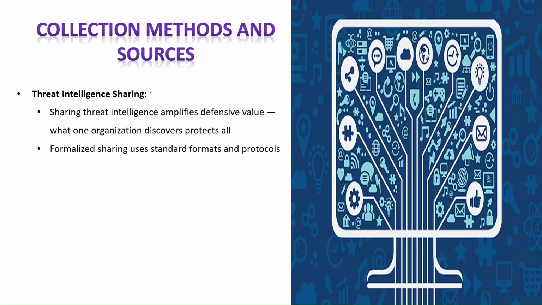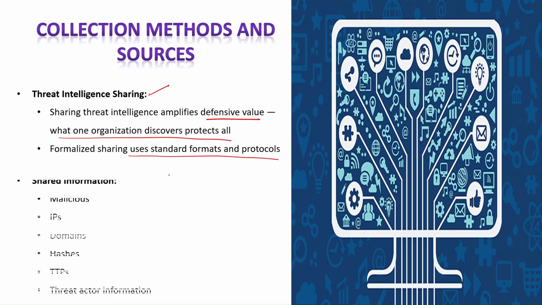Next is threat intelligence sharing. Sharing threat intelligence amplifies the defensive value. What one organization discovers protects all organizations if it is shared. Formalized sharing uses standard formats and protocols. The information shared includes malware information, malicious IPs, domain names, hashes, TTPs, and threat actor information.